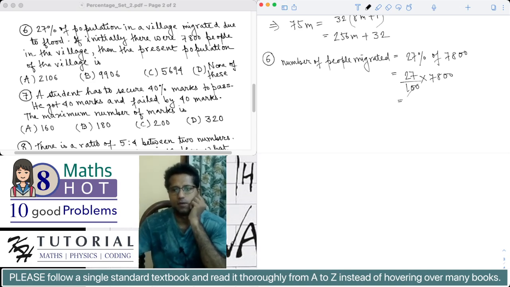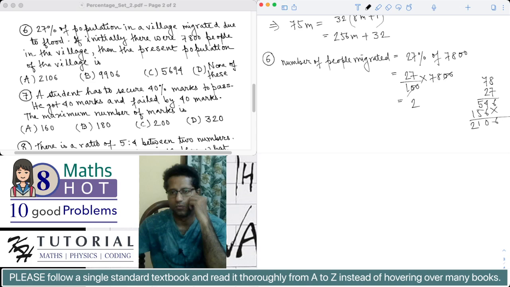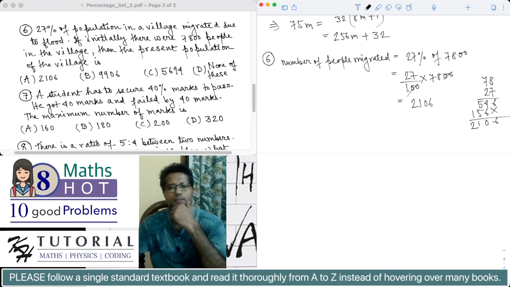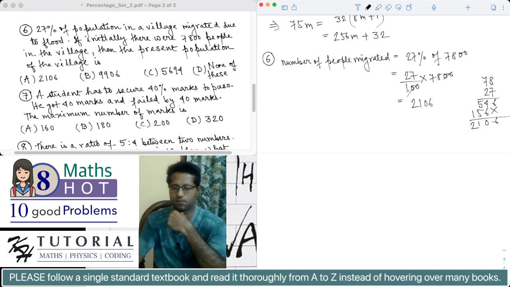This is equal to 78 multiplied by 27, which is 2106. So 2106 people left the village. That is, they migrated to some other place due to flood.